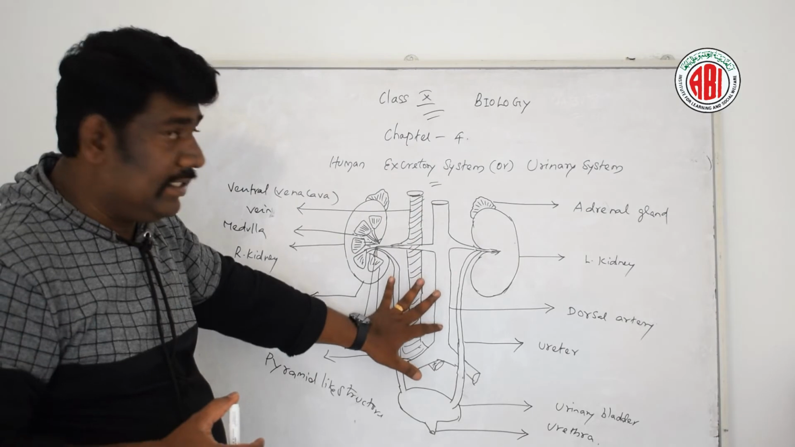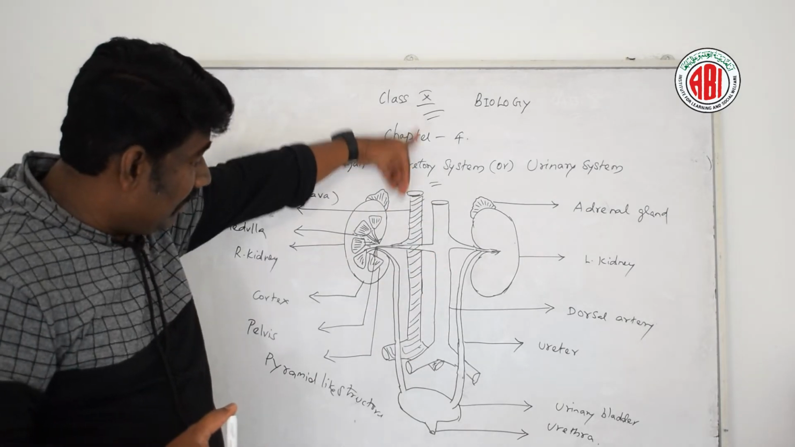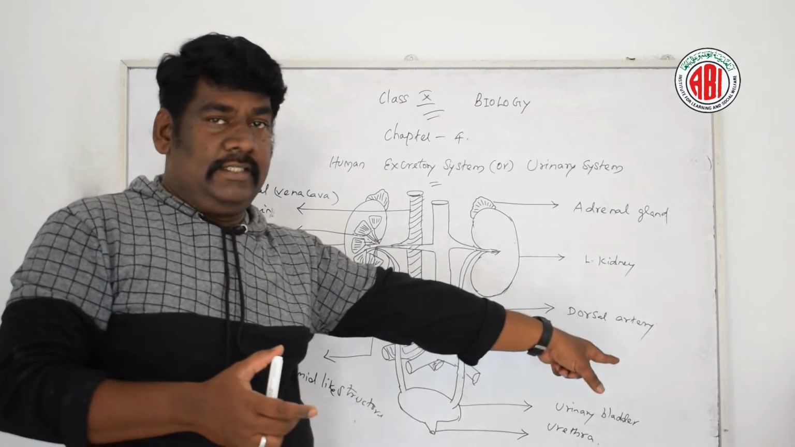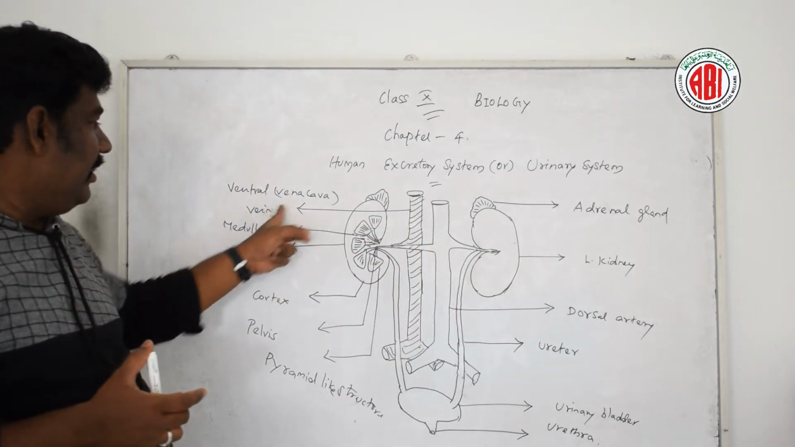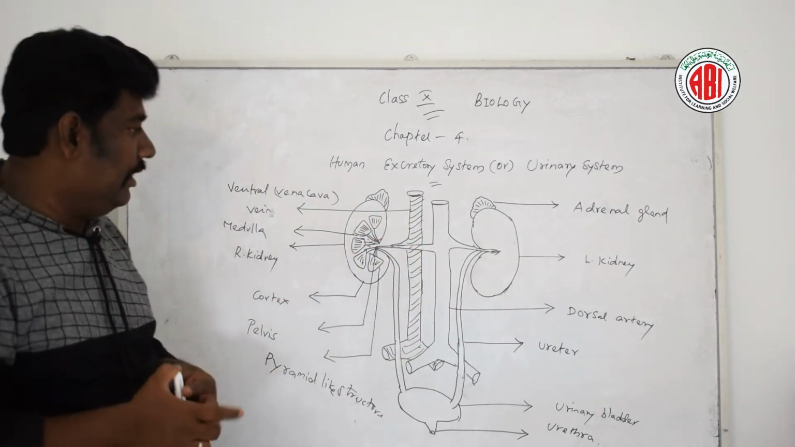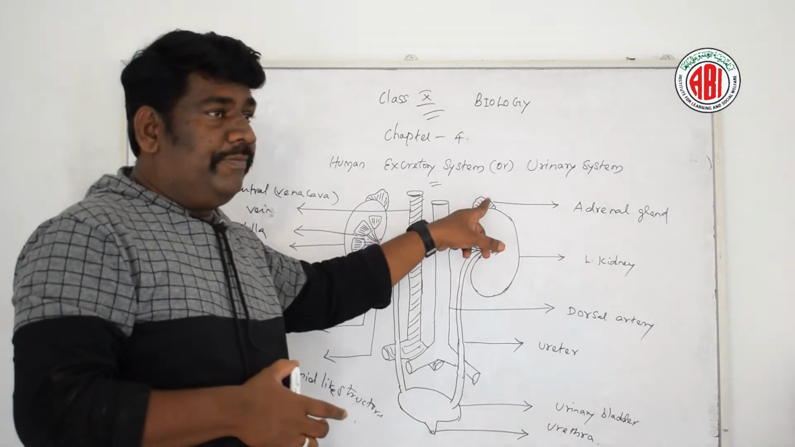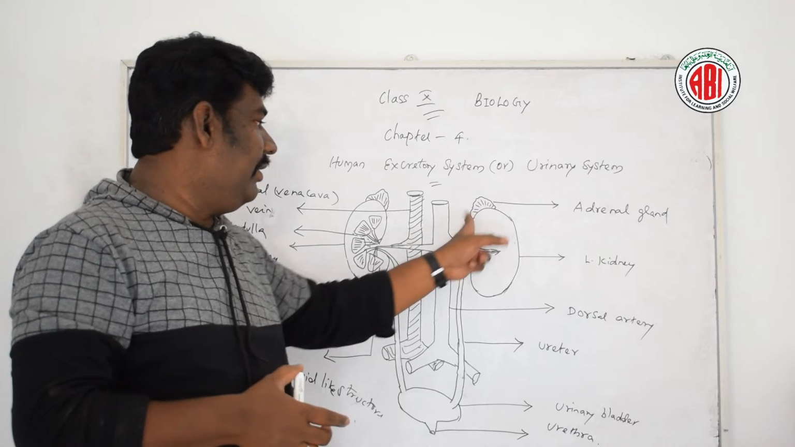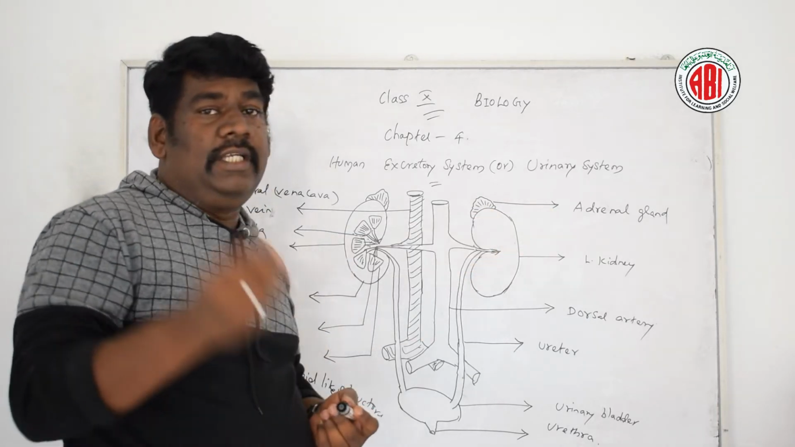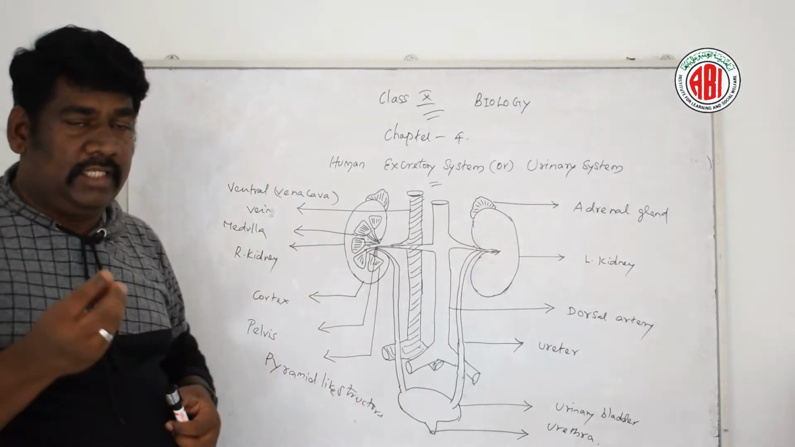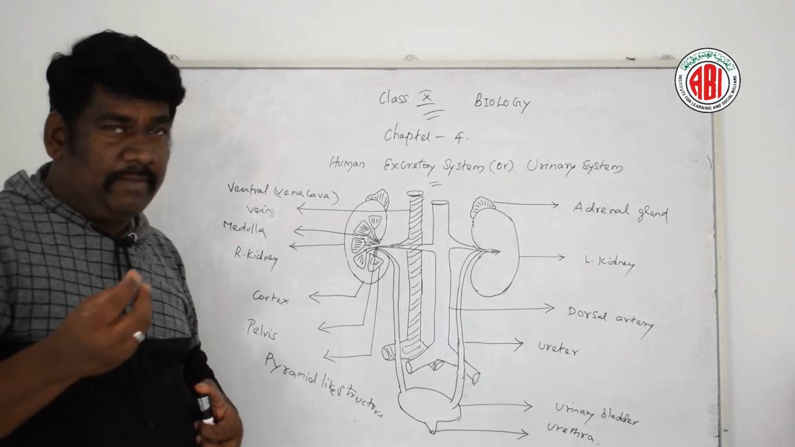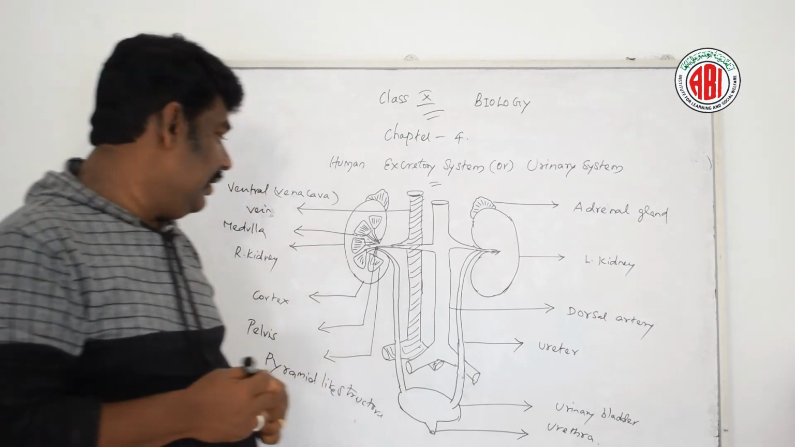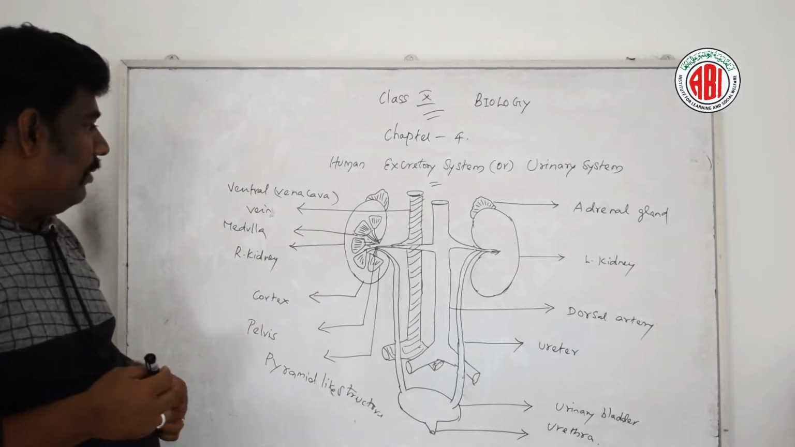One is on the dorsal side, the other one is on the ventral side. The dorsal side is called the dorsal artery, and the ventral side is called the ventral vein, or vena cava, another name. At the top of the kidney, we can see a small structure, a thick cell-like mass, a tissue-like structure, that is called adrenal gland. So these are the most important parts.